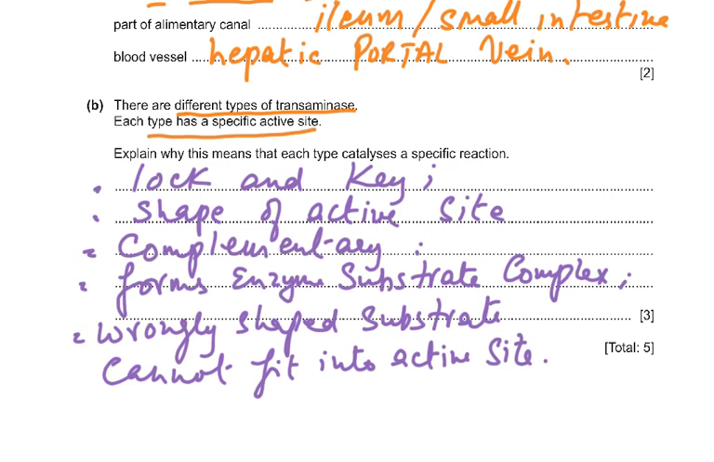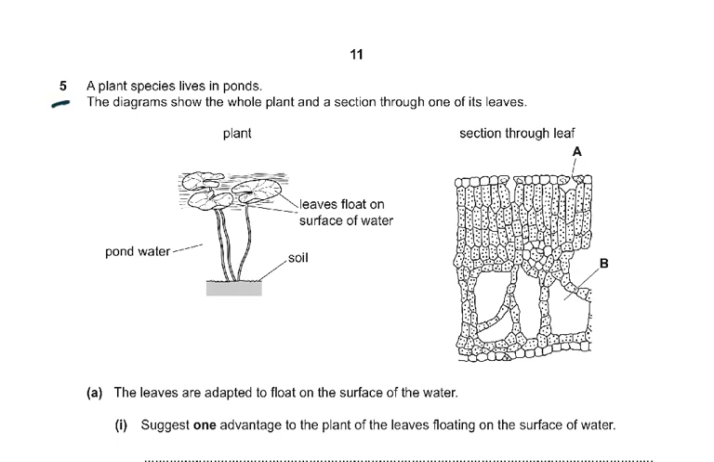The shape of the active site is always complementary. Then when the substrate attaches, it forms the enzyme substrate complex. A wrongly shaped substrate cannot fit into the active site. So out of 5, any 3 would have got you your 3 out of 3. Now the last question, question number 5.